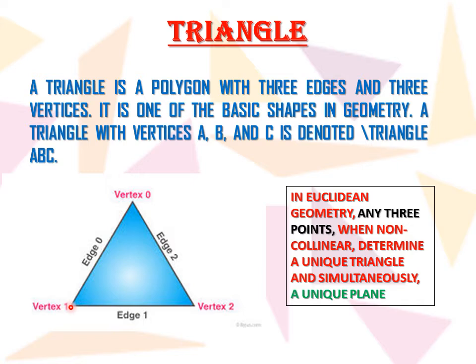That means we will have one and only one triangle from these three non-collinear points, and it will lie on a plane. That means this triangle is a two-dimensional figure. It will have a unique plane, like this computer screen, on which this triangle figure is lying. So a triangle will have three edges, three vertices, and three angles. That means at the three vertices we have three different angles.